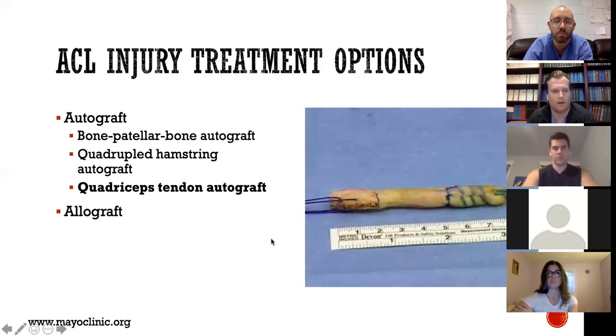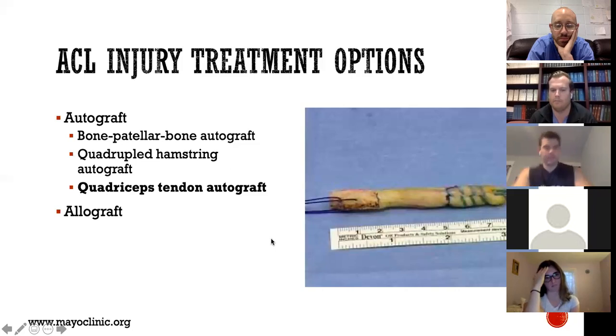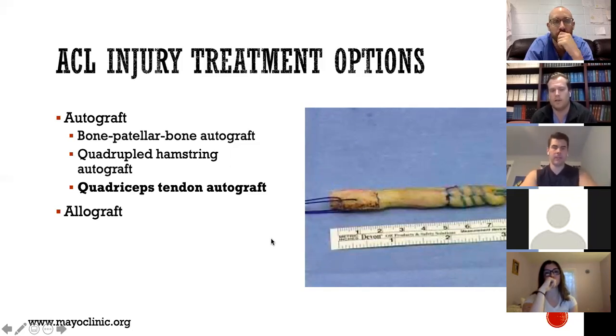One of our last autograft options is the quadricep tendon autograft. This is essentially somewhat similar to the BTB autograft. It can be harvested through a small incision. One of the advantages of the quadricep tendon over the bone patellar bone is that you don't have to take a piece of bone from the patella, reducing your risk of fracture.